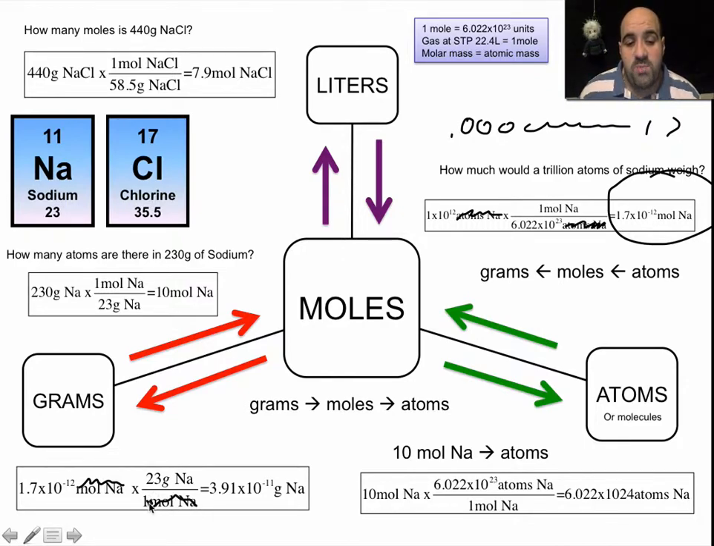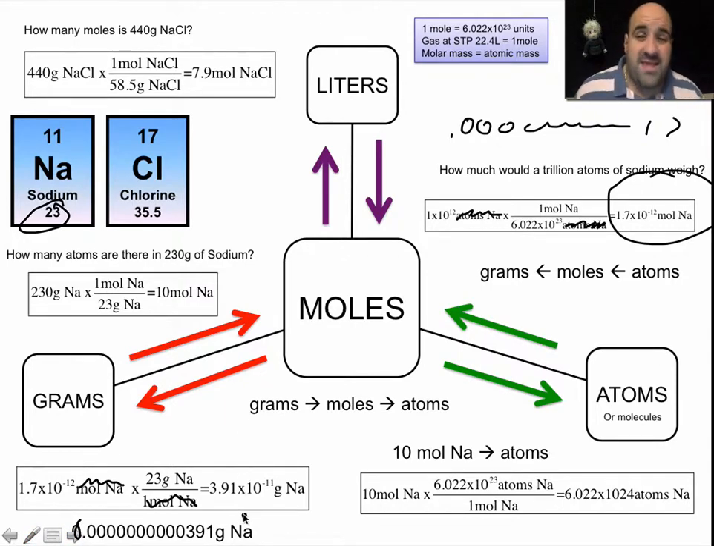What's the relationship between moles and grams for Na? We wanted to go into grams. Well, 23 grams is 1 mole. And we end up with a number 3.91 times 10 to the negative 11th grams of sodium. And that's an extremely, extremely small amount. You would have this much sodium. That's a 0 there. The PowerPoint machine is blocking it. But that's an extremely small number.